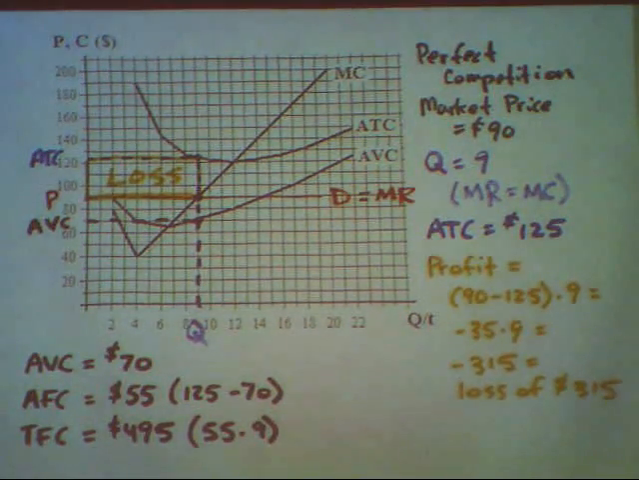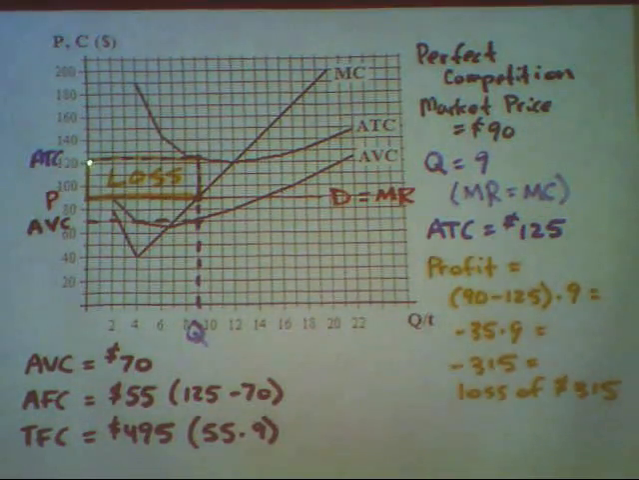Break-even point for this firm. You can always find the break-even point by looking at the MC and the ATC, where those two cross is the break-even point, the zero profit point. The zero profit point for this firm would be a price of $120.